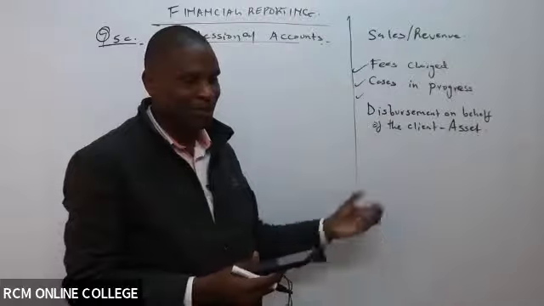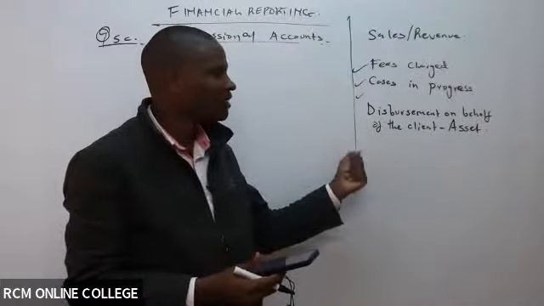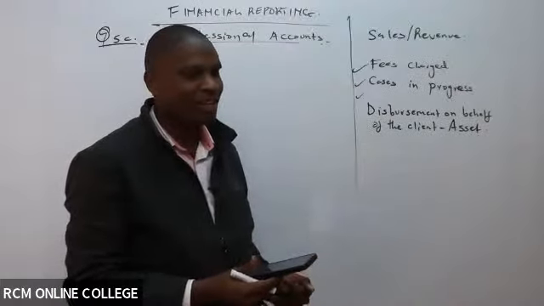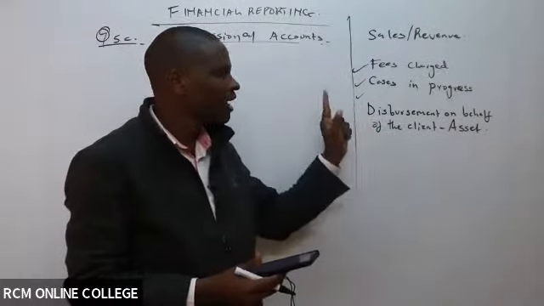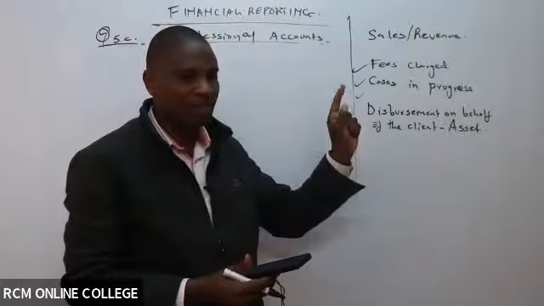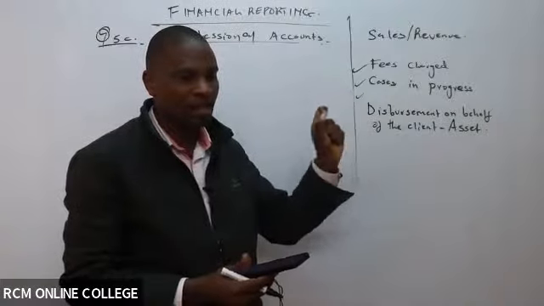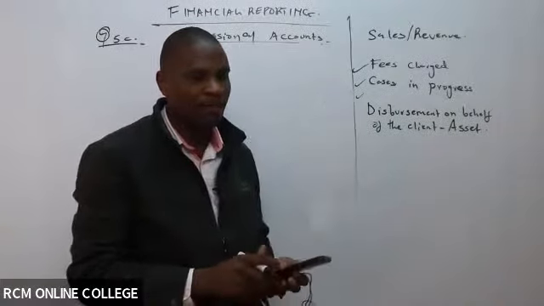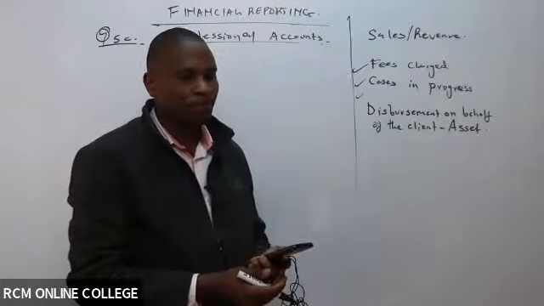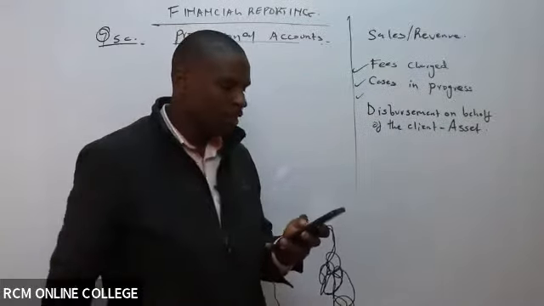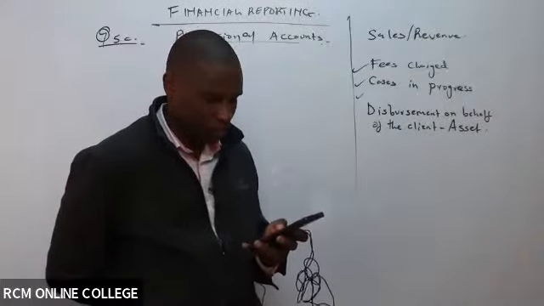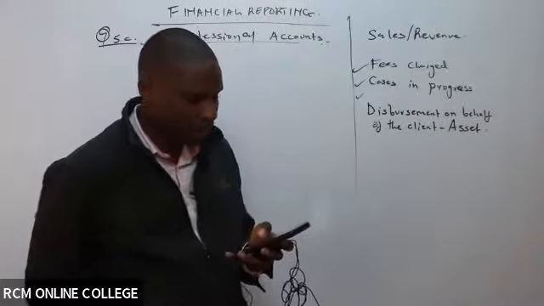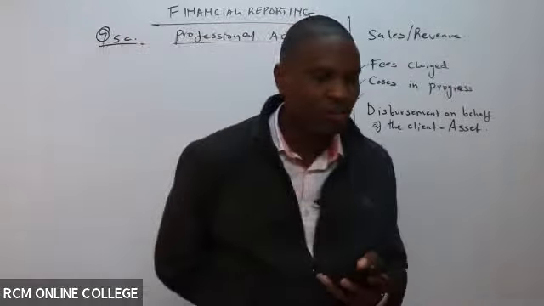Brilliant, Antombia: it will be a current asset. Anybody with a different view for the same, disbursement on behalf of the client? Thank you so much. It will be a current asset. Then we have work in progress as at 1st of August 2023.